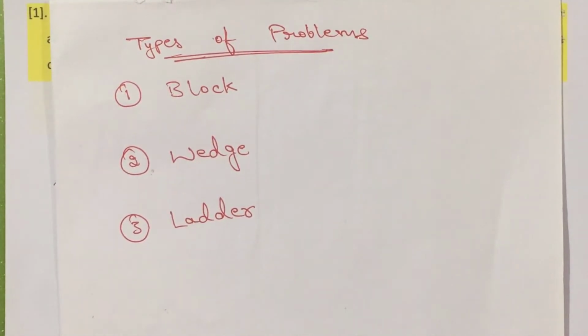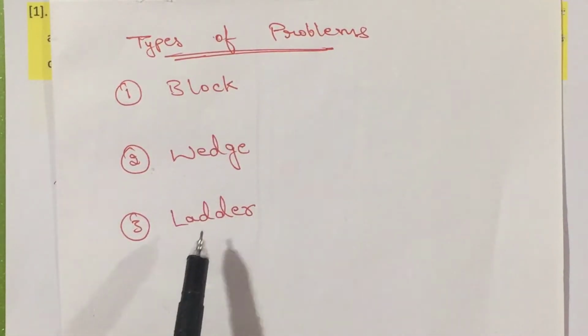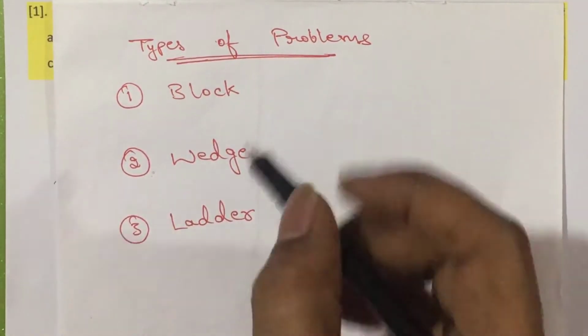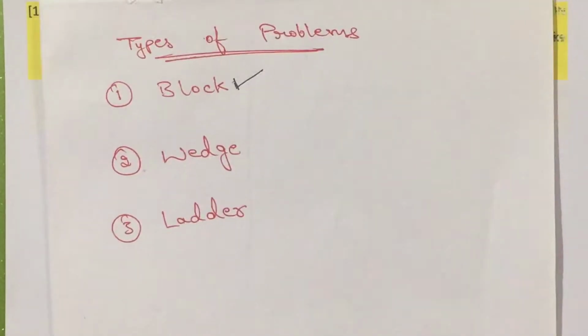In this friction unit, we come across three types of problem, that is block, wedge and ladder. In this session, we are going to talk about block friction.